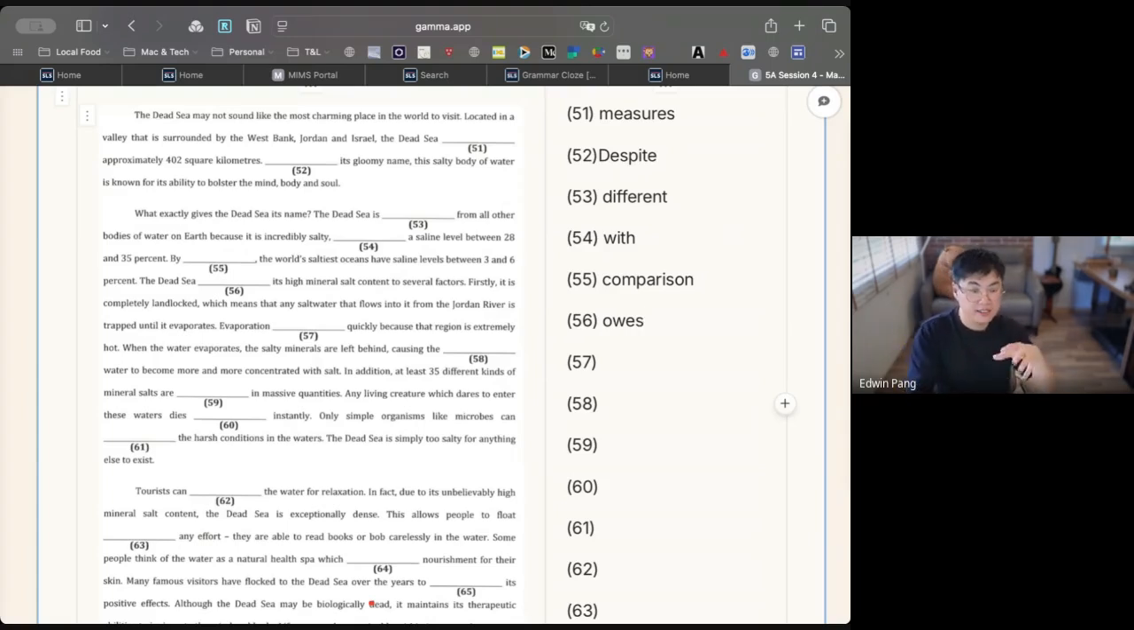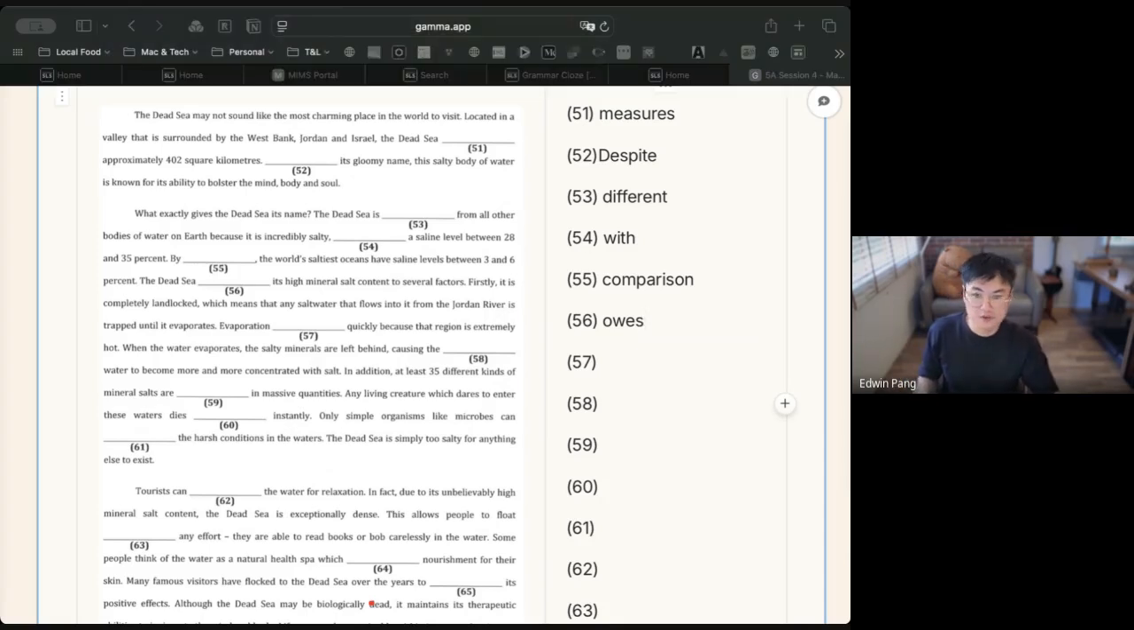That means you're saying it's because of something else that you get this. So in this case, it's because of the several factors that you get the high mineral salt content in the Dead Sea. Okay, so owing to or owes its high mineral salt content to several factors. It's a kind of language feature. Okay, right, never mind. 56 is quite tough. Let's go on to the next question.